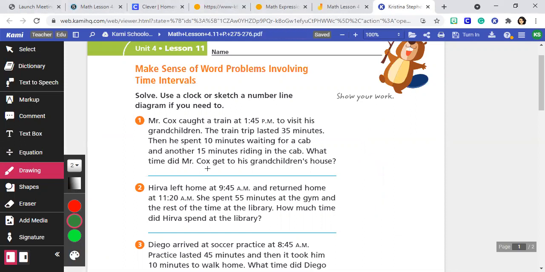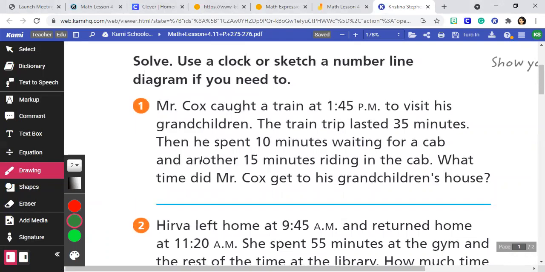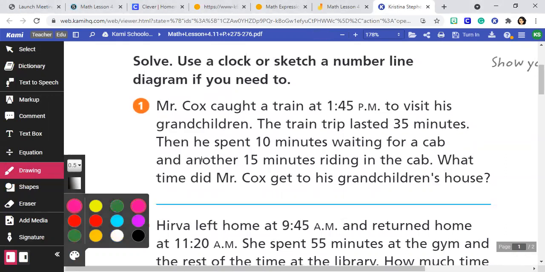So we always start by reading the problem and annotating for the important information. Number 1 says, Mr. Cox caught a train at 1:45 p.m. to visit his grandchildren. The train trip lasted 35 minutes. Then he spent 10 minutes waiting for a cab and another 15 minutes riding in the cab. What time did Mr. Cox get to his grandchildren's house?